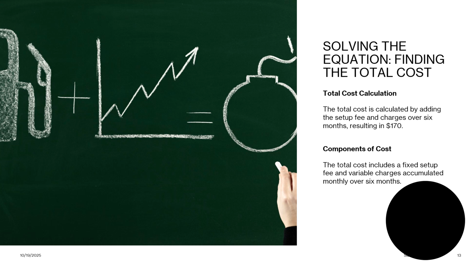In calculating y, 20 times 6 is 120, plus 50, the initial cost, is equal to $170, which covers the setup fee plus charges accumulated over the 6-month period.